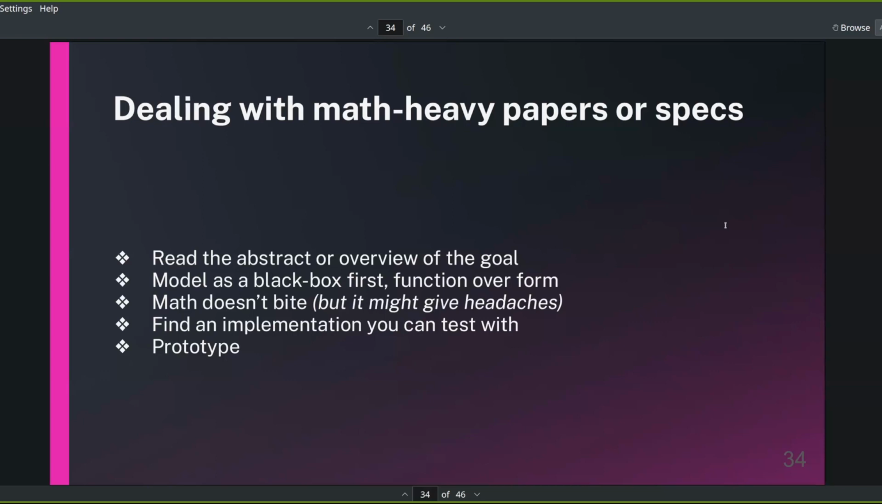So the way I do this is, first of all, I read the abstract and overview of the goal of the paper. That's very important. Sometimes we jump into the fray and we forget to read the most important thing. Is it a paper about performance? Is the paper about a new scheme and everything? Once you've done that, you can model this paper as a black box. So the function first, forget about all the equations that are inside. Math doesn't bite, though it might give you headaches.